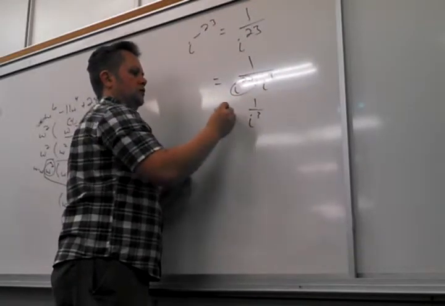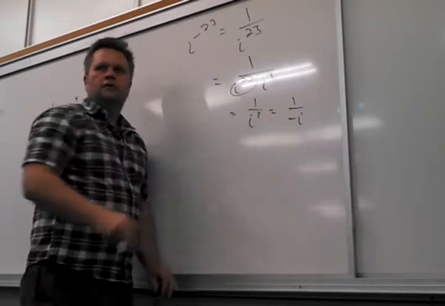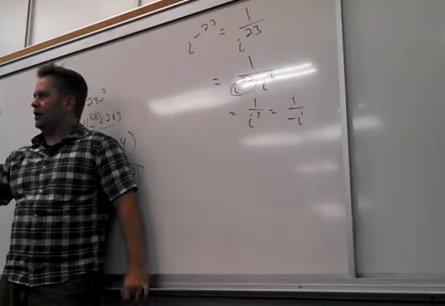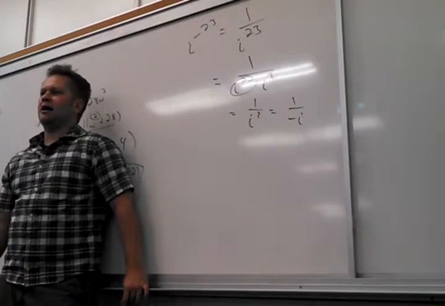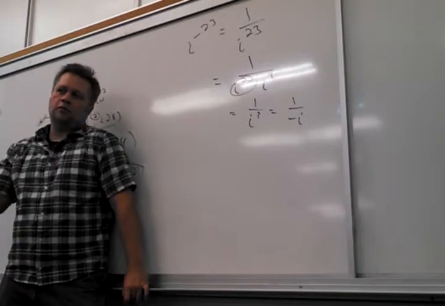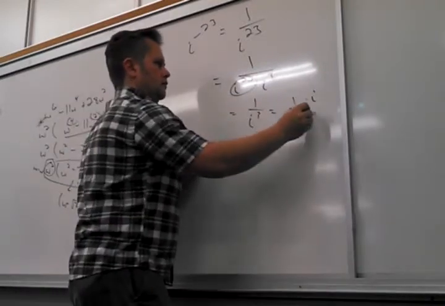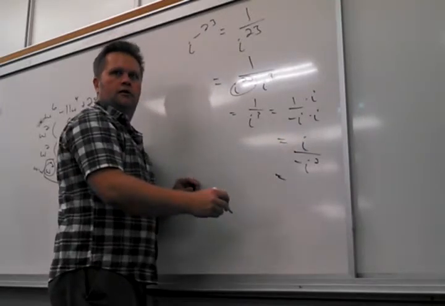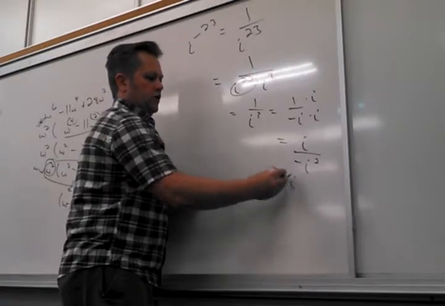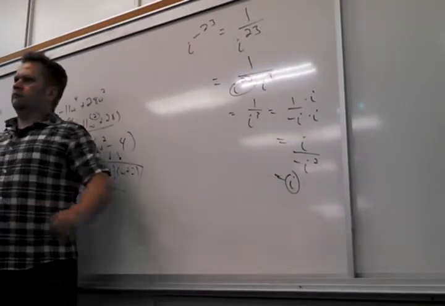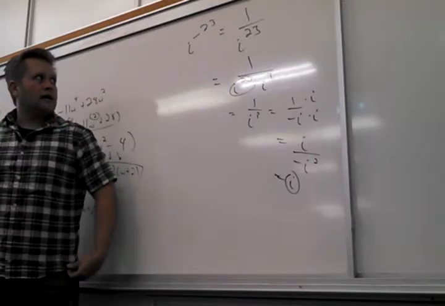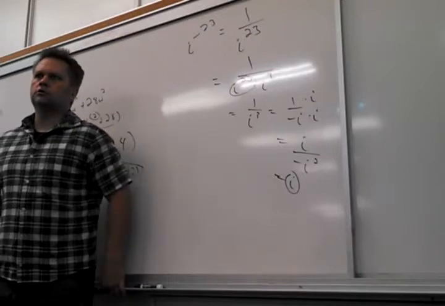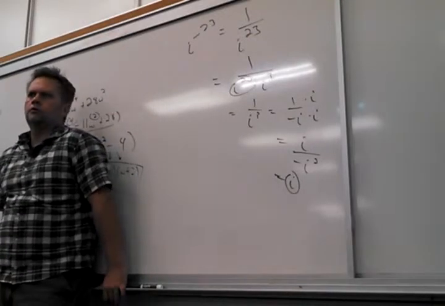And what's i cubed? Negative i. Now why can you not stop there? You can't have a complex number in the bottom. So you have to multiply by i, or by its conjugate. So you get i over negative i squared. And negative i squared is 1, so the answer is i. So now if anybody asks you what's i to the negative 23, tell them it is i.